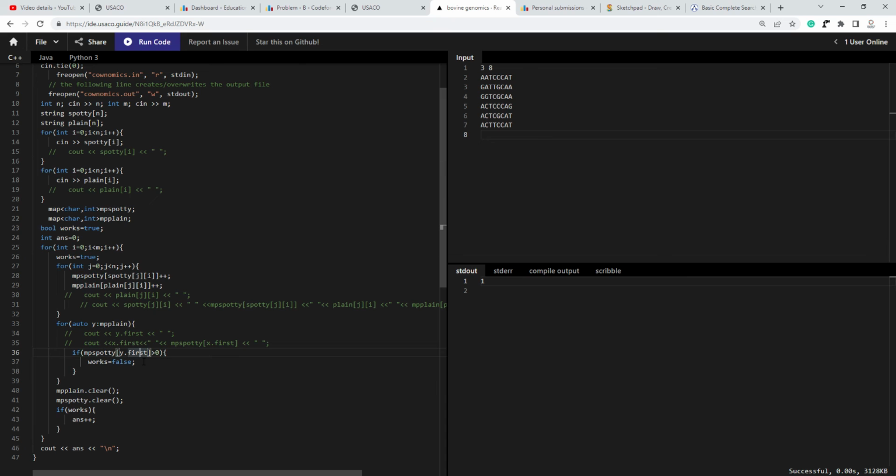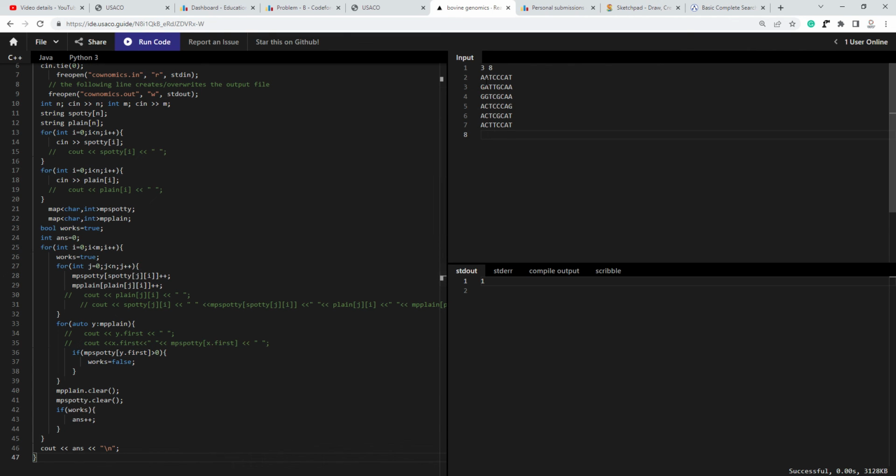check the spotty, right? So this is checking if this certain character appears in the spotty for this position. If it does, then it doesn't work, right? Because then it wouldn't be distinct. You'd have to have all of them not be in spotty and plain at the same time for it to work. I clear the maps, and then if it still works after looping through the entire thing, then I increment my ans, then I print out my ans.